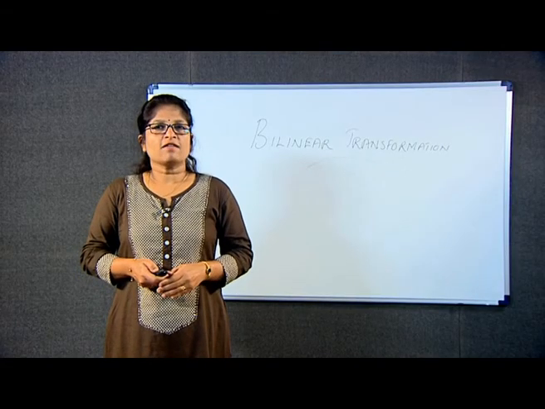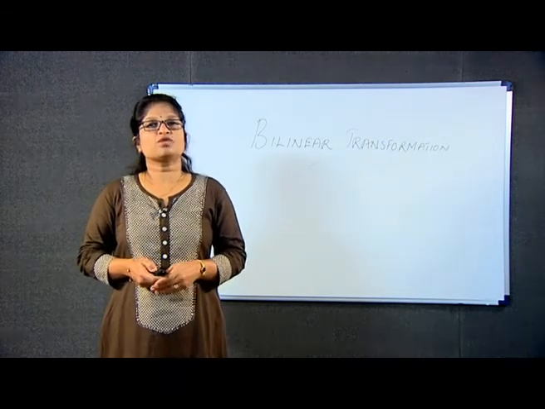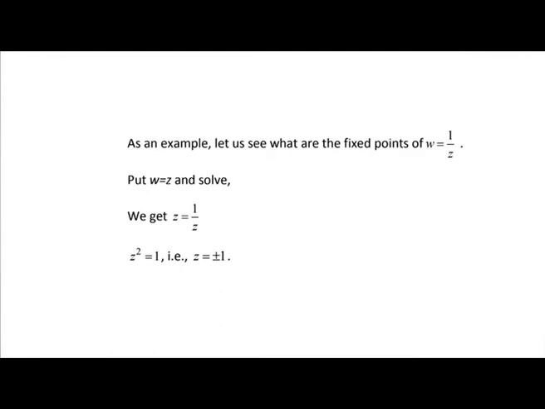Suppose I have my inversion mapping w is equal to 1 by z. Can you tell me what the fixed points are? In order to get the fixed points, we substitute w is equal to z. So my equation becomes the quadratic z square minus 1 equal to 0. So z equal to plus or minus 1 are the fixed points here.